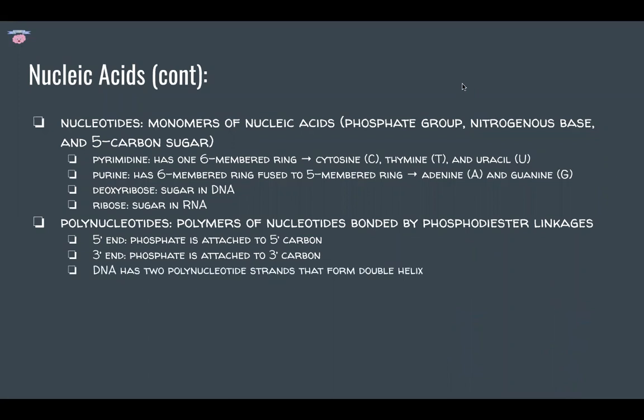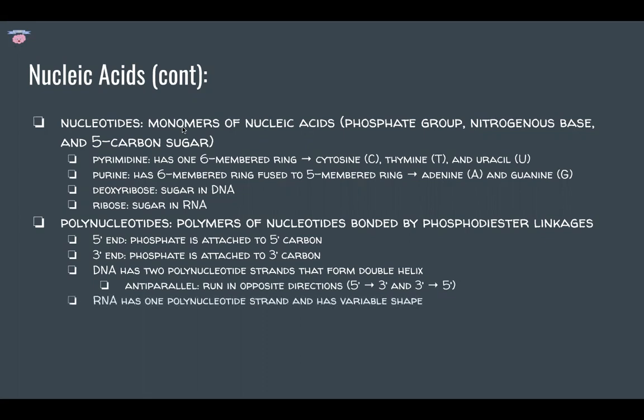So DNA specifically has 2 polynucleotide strands that form a double helix, and it looks something like this, as you've probably seen it earlier in your life. And each of these is a strand. DNA is antiparallel, which means it runs in opposite directions. One strand runs 5' to 3', and the other runs 3' to 5'.